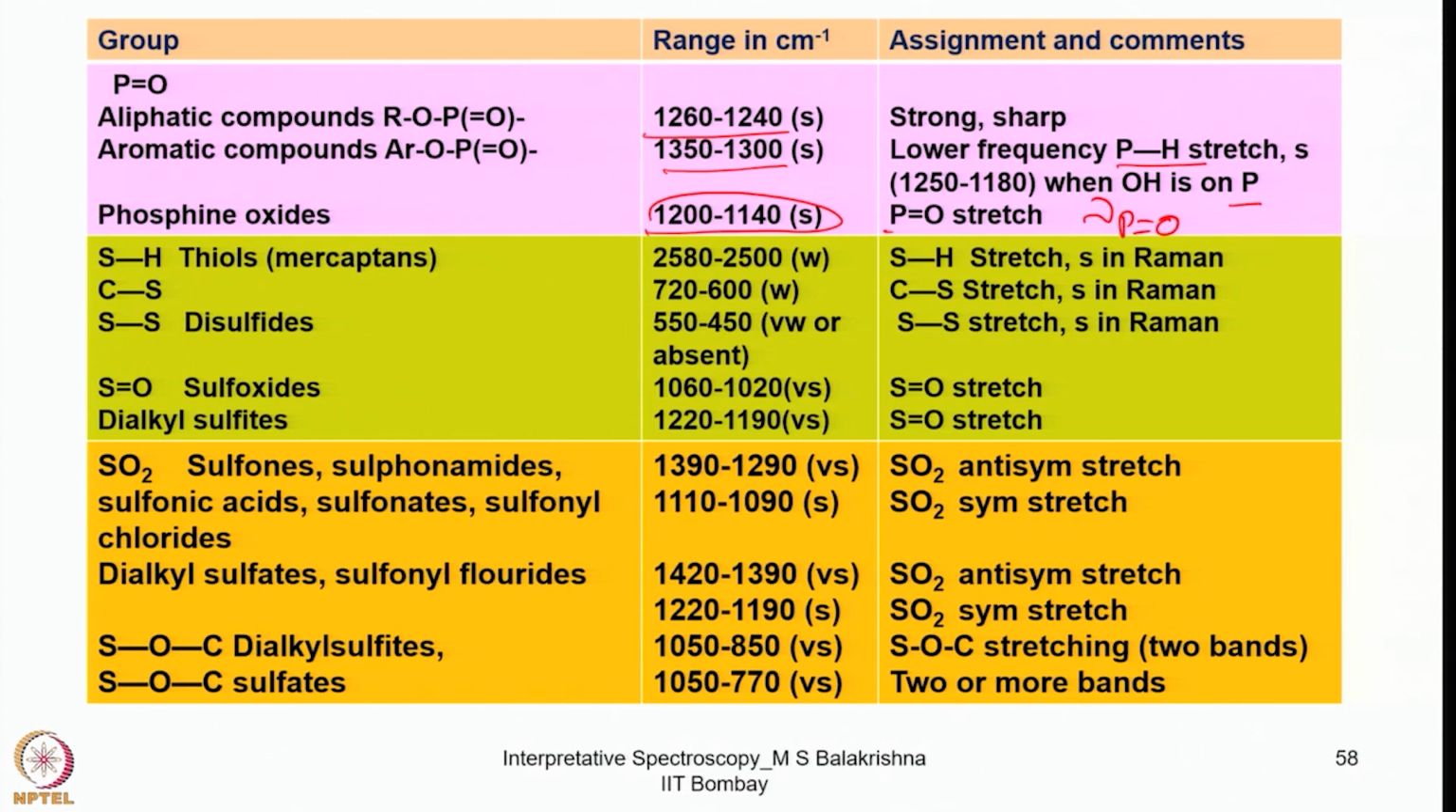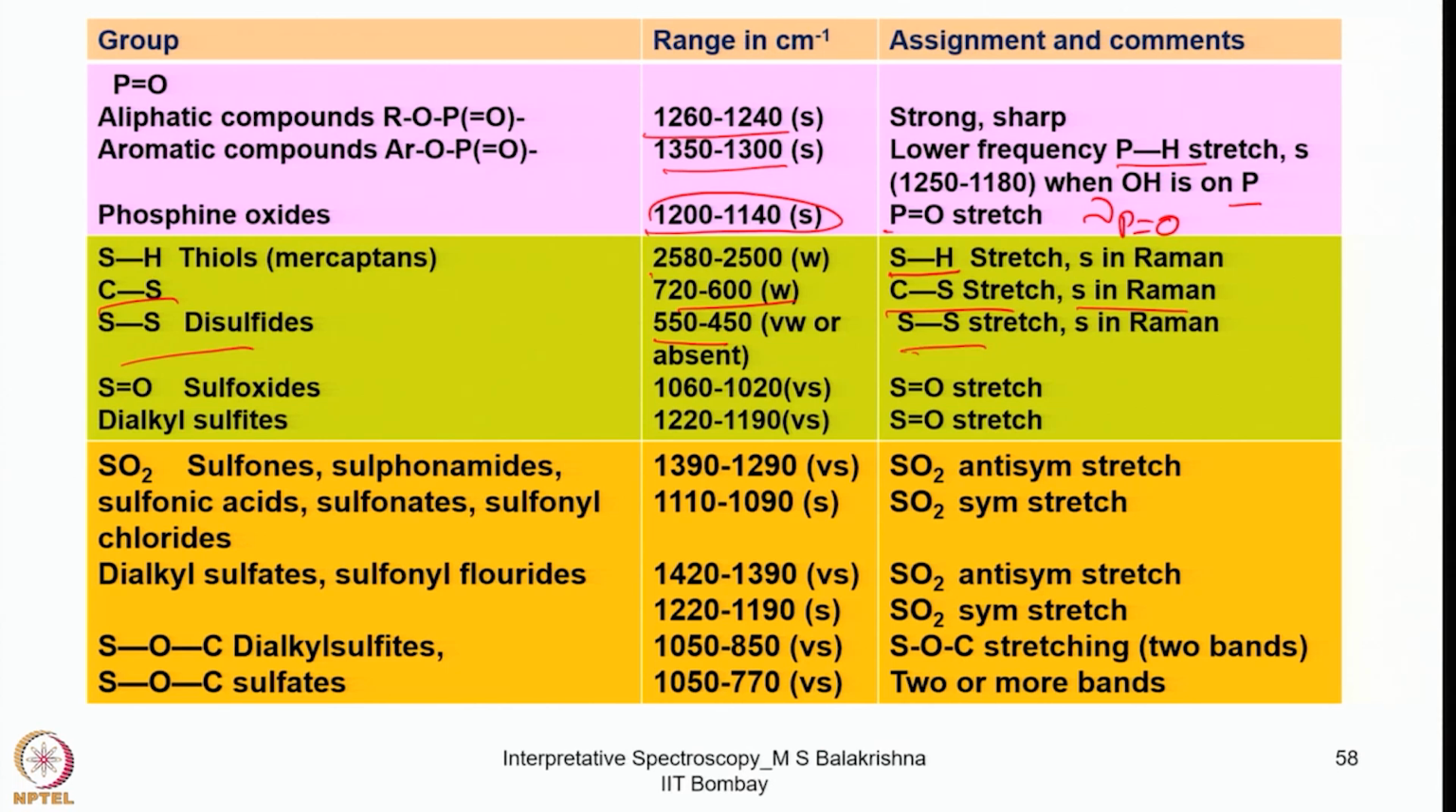This information also comes from IR spectroscopy. If you look into SH in thiols like mercaptans, you can see 2580 to 2500. This is due to SH stretch, strong in the Raman. Then CS, 720 to 600, weak CS stretch, strong in the Raman. And then SS in disulfides, 550 to 450, very weak or absent, again SS stretch, active in the Raman.